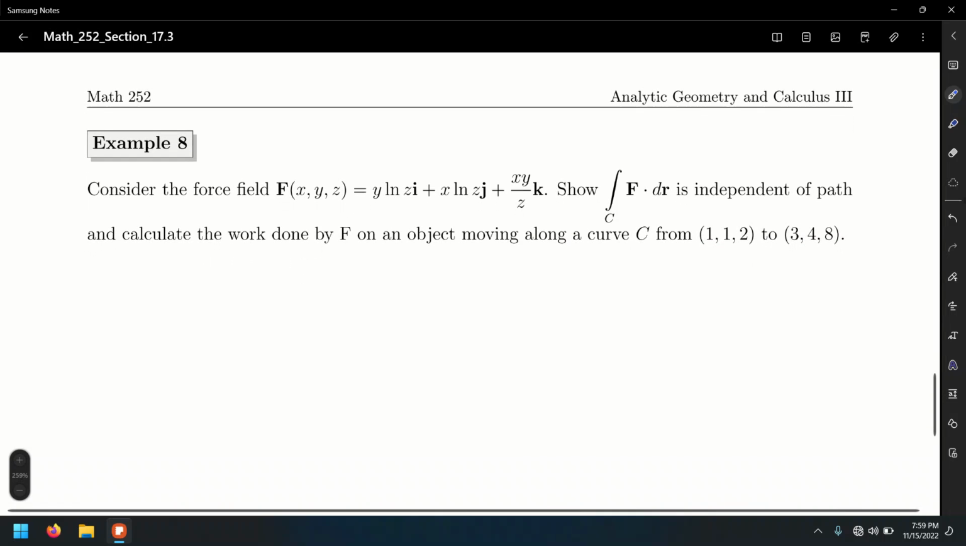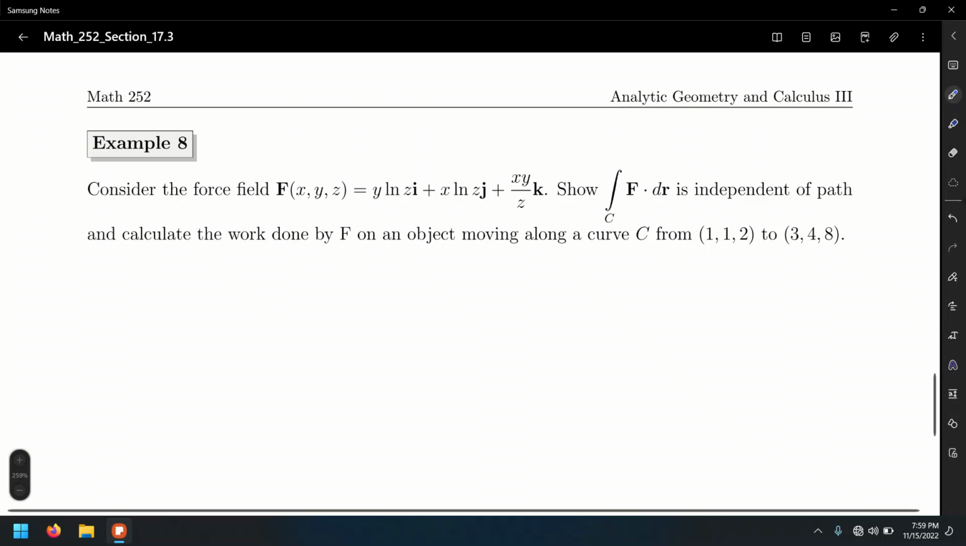So consider the force field F of x, y, z equals y ln z in the direction of i, plus x ln z in the direction of j, plus xy over z in the direction of k. Number one, show that the line integral is independent of the path, and calculate the work done by F on an object moving along the curve C from (1, 1, 2) to (3, 4, 8).